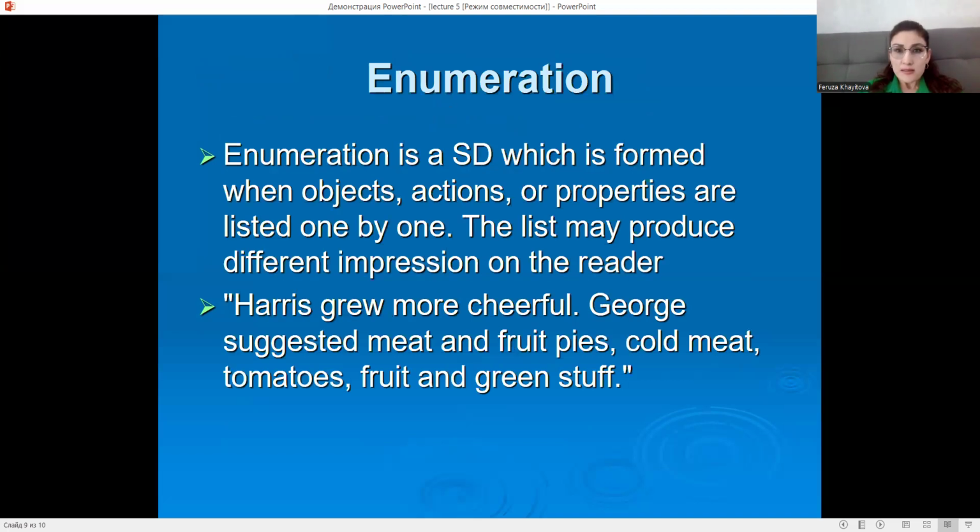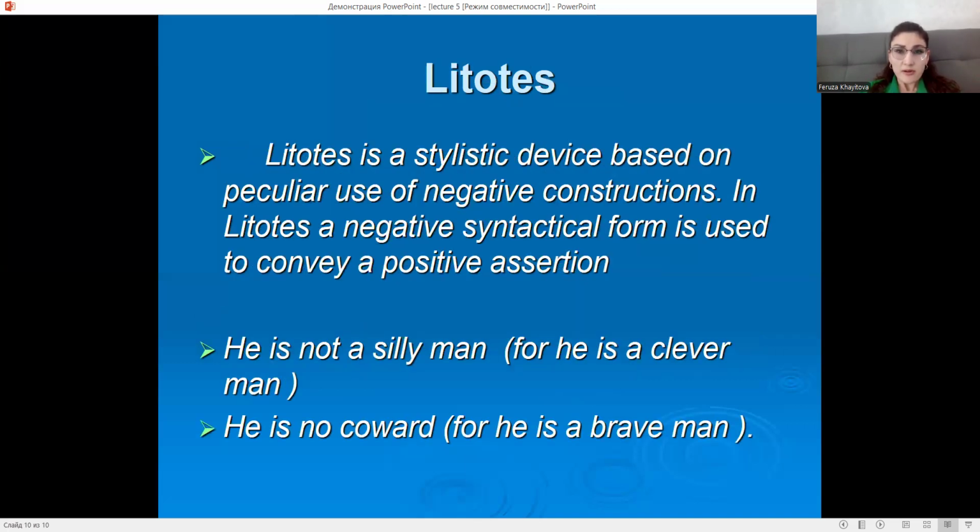The next point is enumeration. Enumeration is a stylistic device which is formed when objects, actions, or properties are listed one by one. The list may produce different impressions on the reader. Let's take examples. "Harris grew more cheerful. George suggested meat and fruit pies. Called me tomatoes, fruit and green stuff." It is an enumeration.